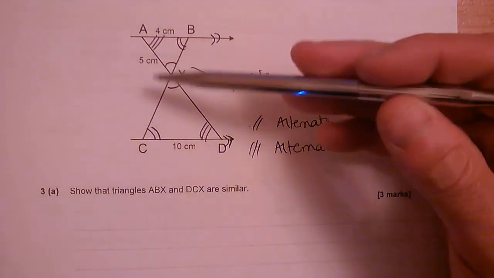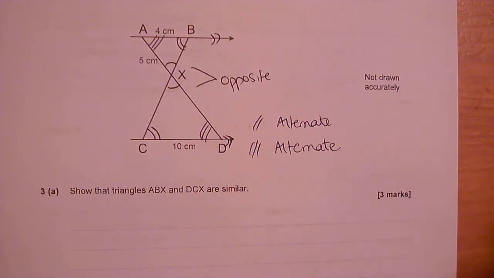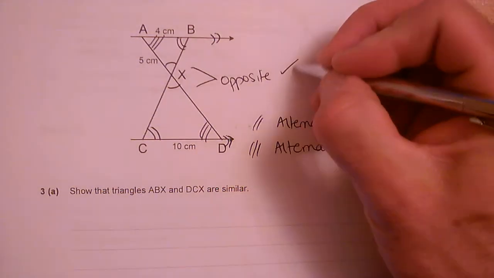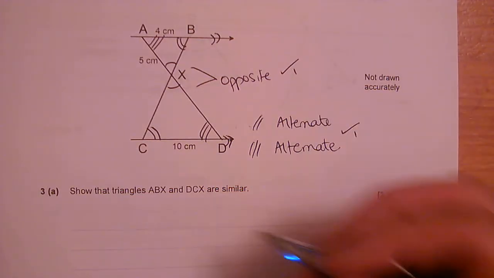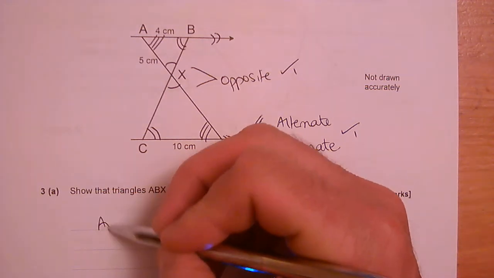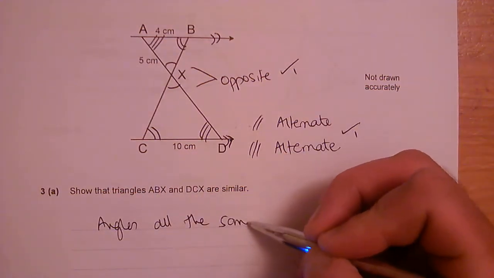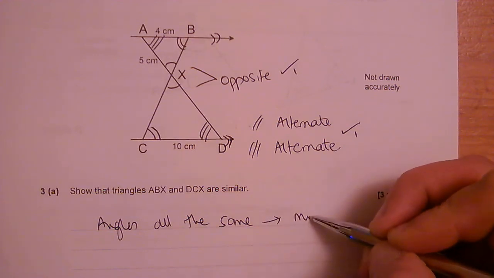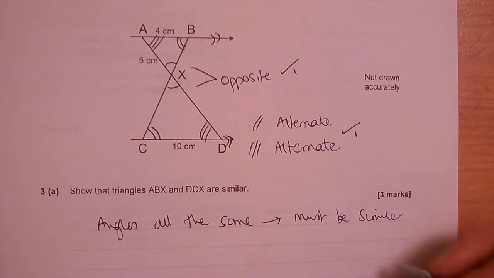Now, because I've got all angles the same, these shapes must be an enlargement of each other. So you're getting 1 mark for the opposite, 1 mark for alternate, and because the angles are the same, then they must be similar. Okay, that gets you your 3rd mark, that statement at the end.